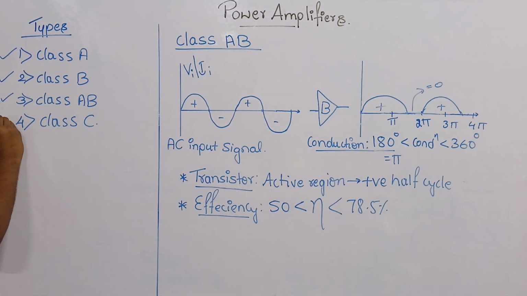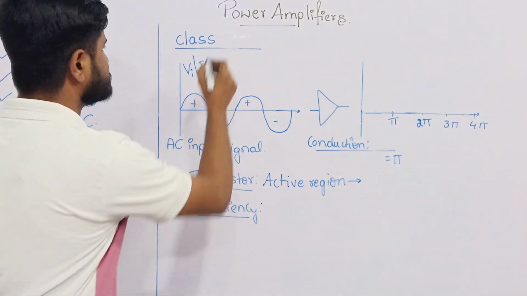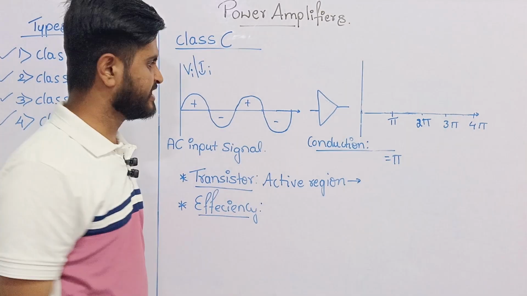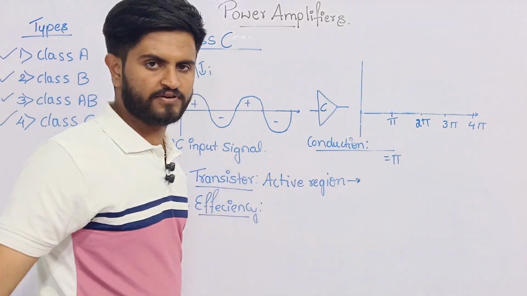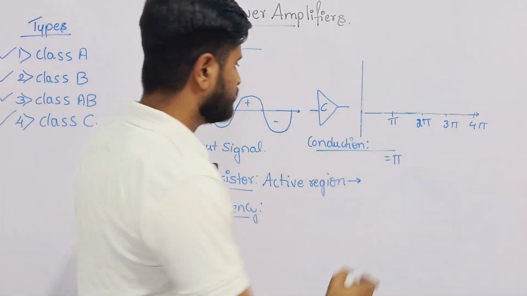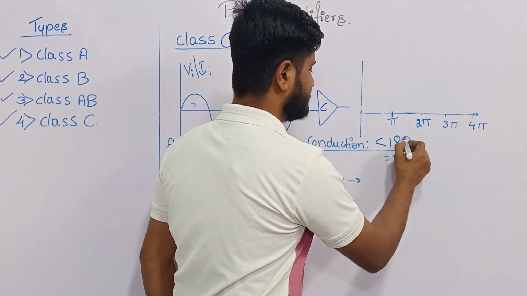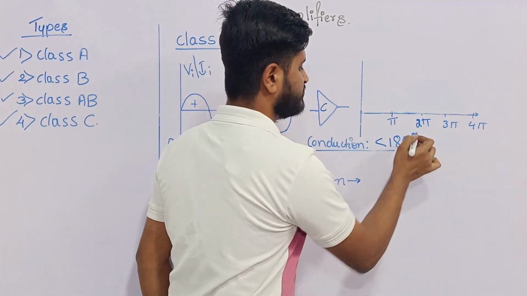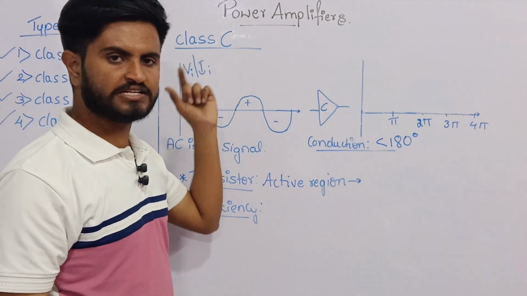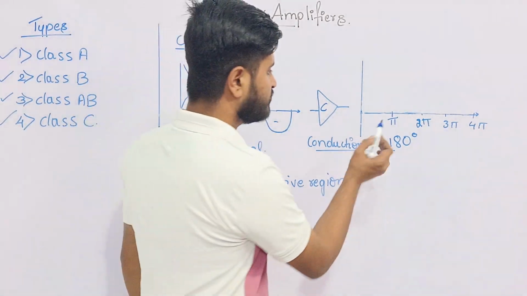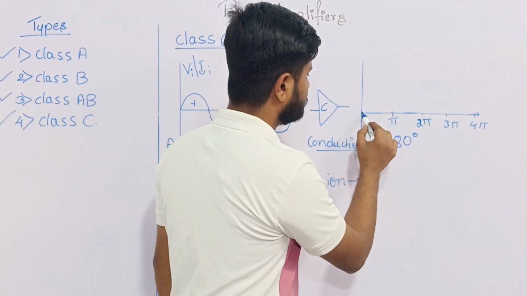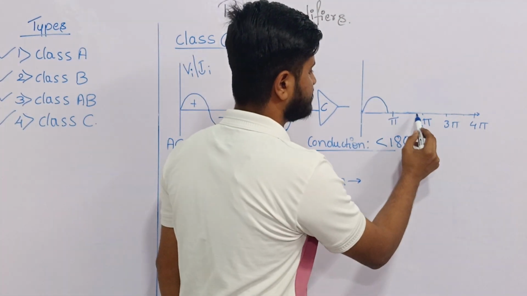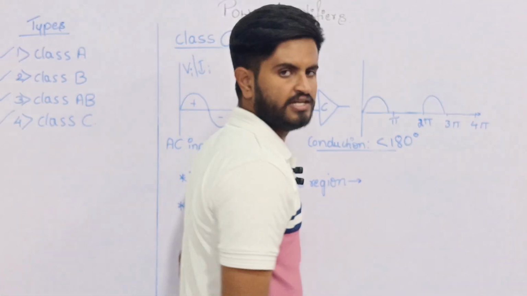Now let's move on to the fourth one, that is class C power amplifiers. Now the last one is class C power amplifiers. Here the conduction will be less than 180 degree. The conduction will be less than 180 degree in class C power amplifier. So pi means 180 degree, no? Less than 180 degree.